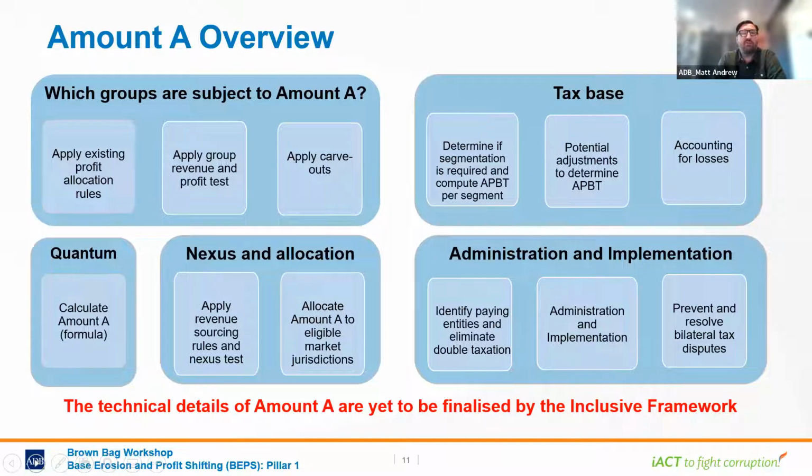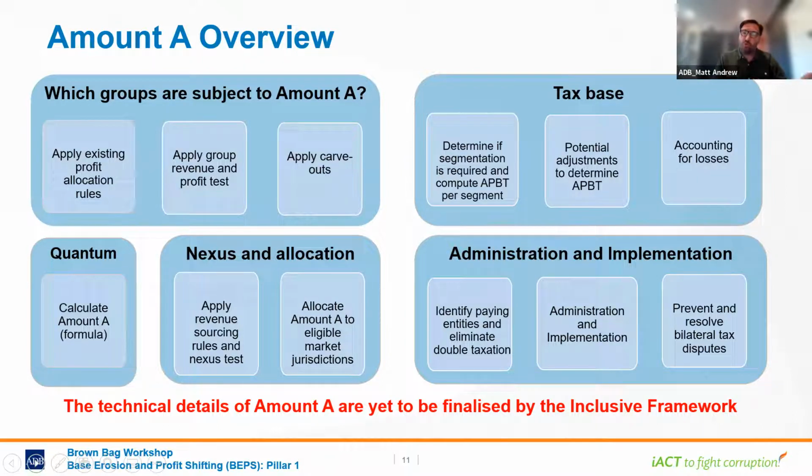And then the last box is dealing with the issues of which jurisdictions will surrender, i.e. pay amount A, and early certainty in the filing process. And as yet, much of this has yet to be finalized by the OECD, but the thinking is, number one, am I in scope? Is this company in scope? Number two, I have to calculate the tax base for amount A.